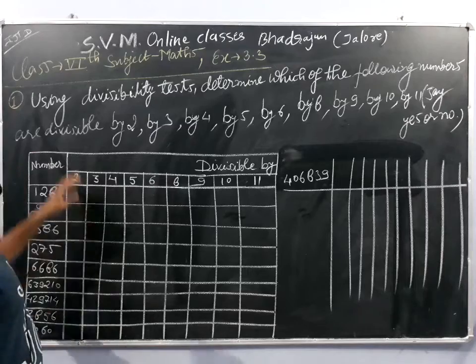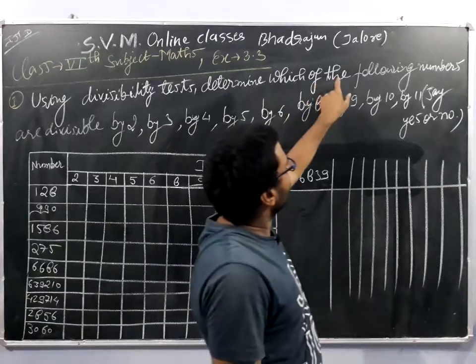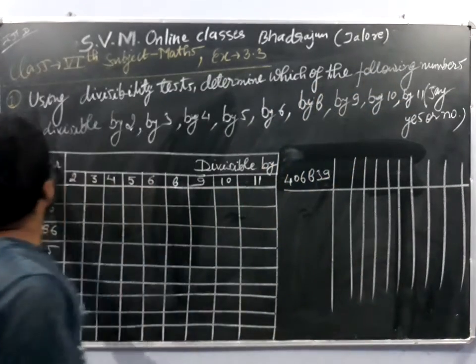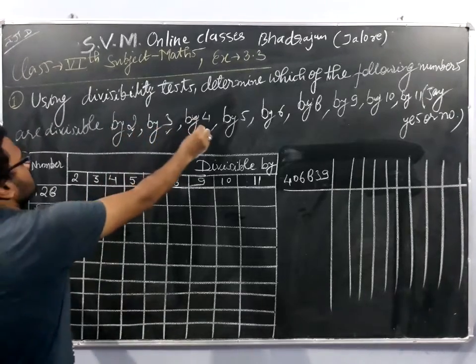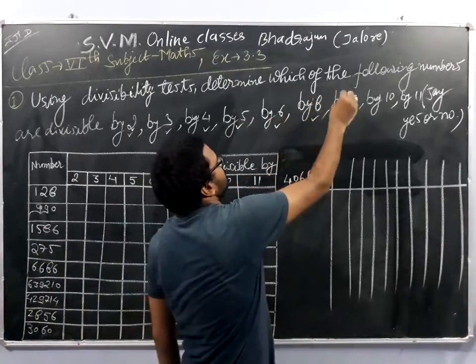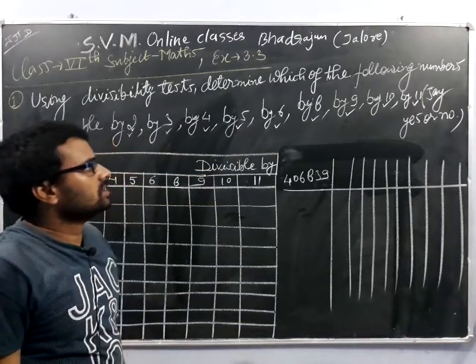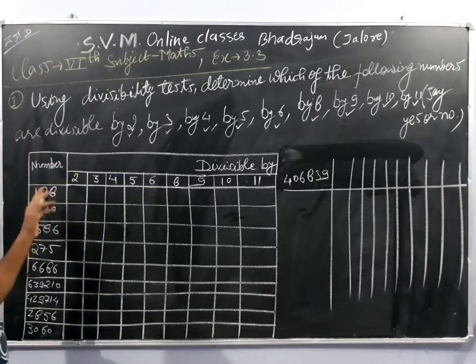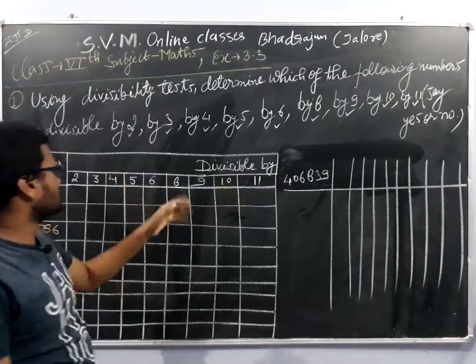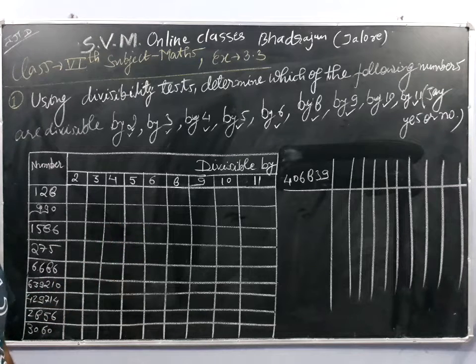तो देखो भाई, using divisibility tests determine which of the following numbers are divisible by 2, 3, 4, 5, 6, 8, 9, 10 and 11. Got it? Say yes or no. We have to only say whether this number is divisible by these numbers or some of them, or one or two of them, and not divisible by some of them, one of them, or all of them.